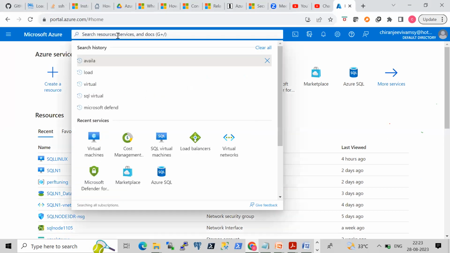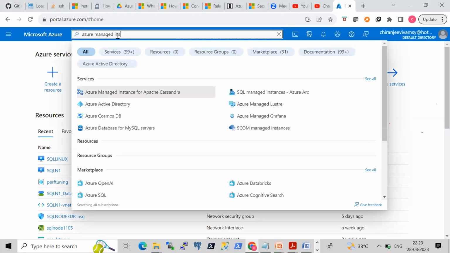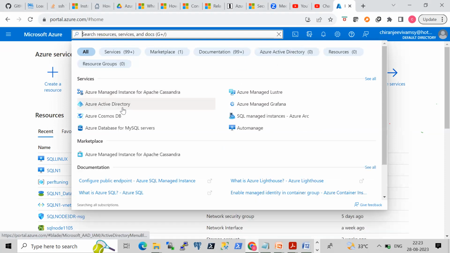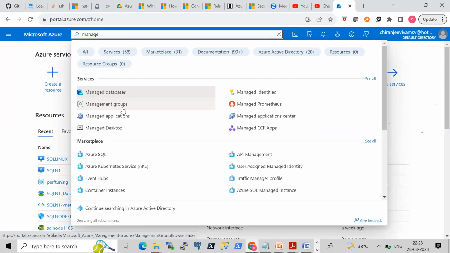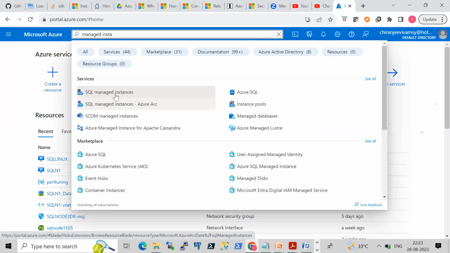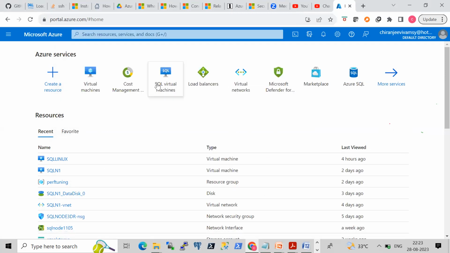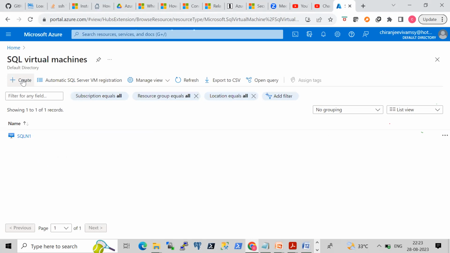So you can come here to the search box and say Managed Instance to spin that up. Managed instances, SQL Managed Instances. I can go with this and create one, or else you can just go with SQL virtual machines and create from there also. It's our choice. If I go here and click on create, it will give us that option.